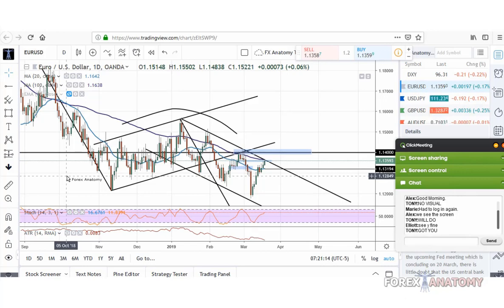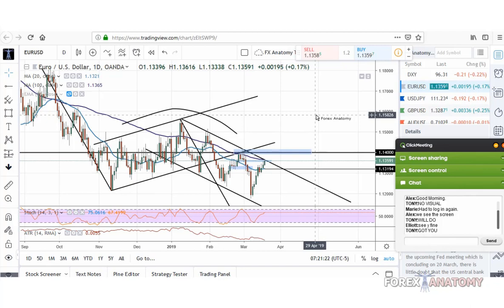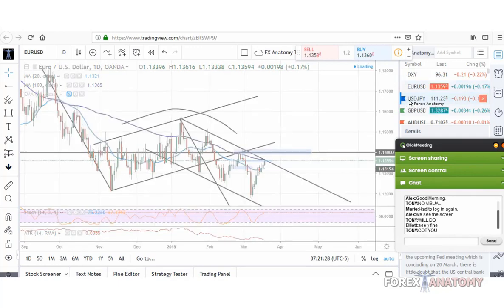But if we don't have any questions for Euro USD, then we can continue on to our next currency pair, which is the US dollar Japanese yen. So then what we want to do is go there now, the US dollar Japanese yen.